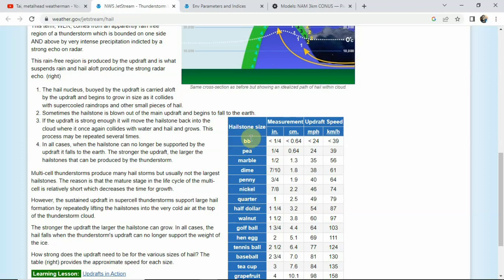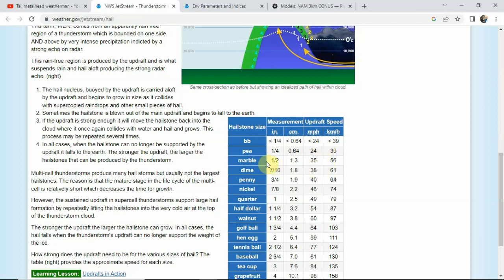But basically, for BB size hail, you don't need much. You probably have encountered BB size hail a bunch of times, especially if you live in the southeast. We get decent updrafts with our thunderstorms, even with the garden variety ones. So if you have some heavy rain, every once in a while you might get a little BB sized hailstone, maybe even pea size. But usually this only requires an updraft of about 24 miles an hour or so. So it's not really impossible for that to happen. It's not surprising either.